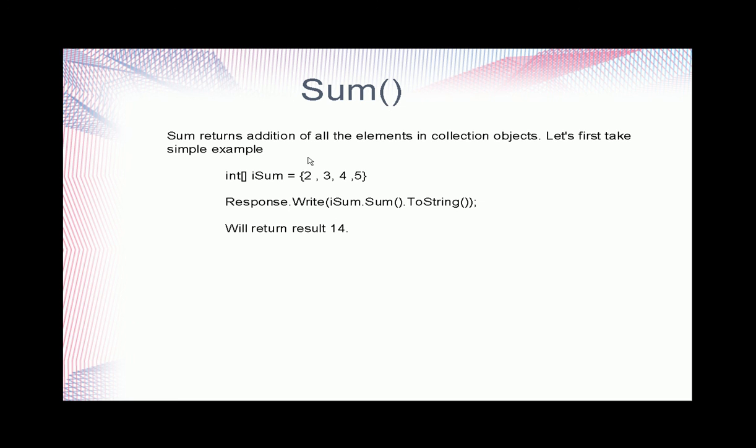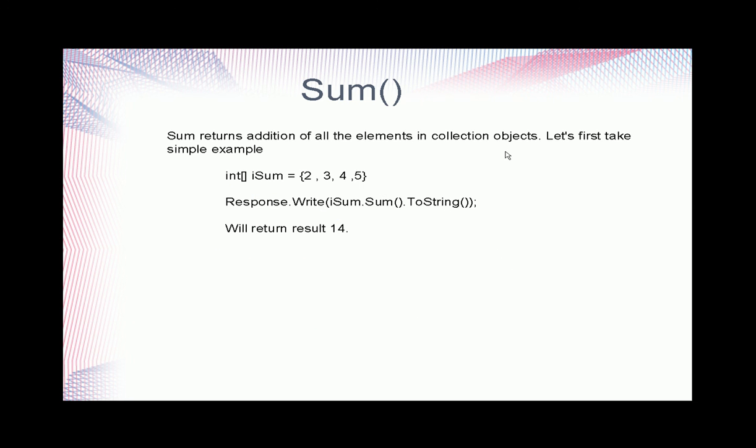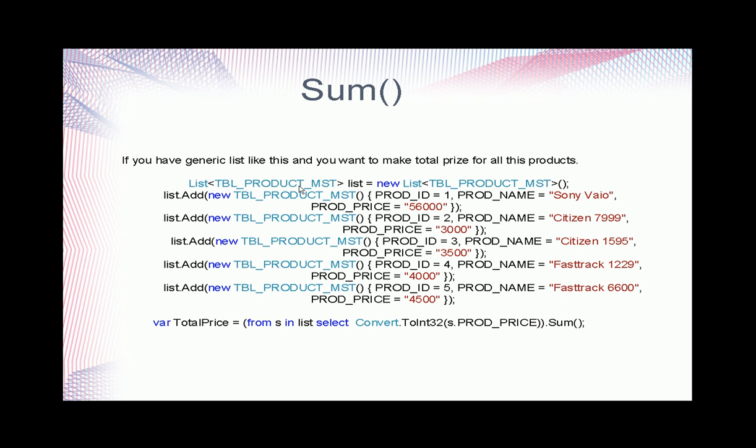Sum. Now Sum will return the addition of all the elements in the collection object. Let's first take a simple example. Here I have mentioned an integer array with elements 2, 3, 4, 5. If you want to find out the sum of all these elements, use the collection object's Sum method, which will return the sum of all the elements.